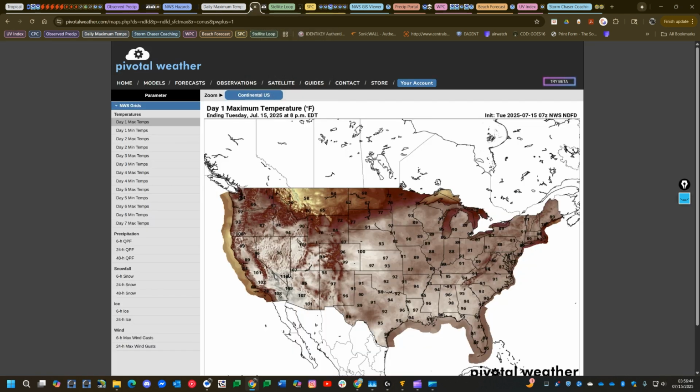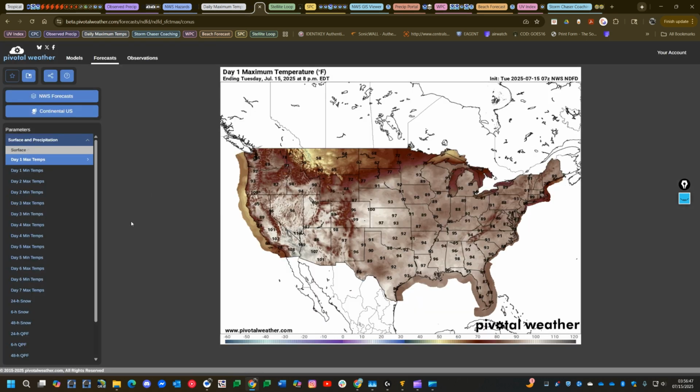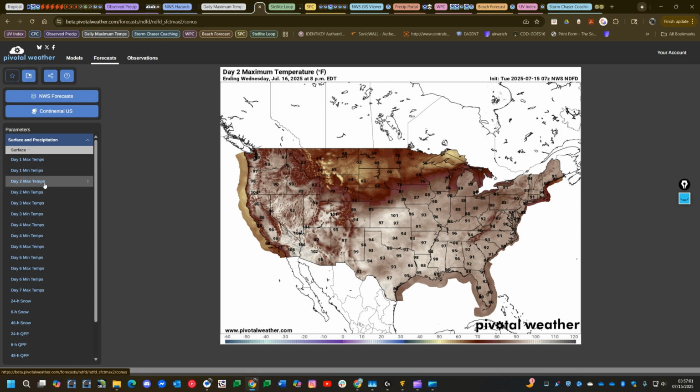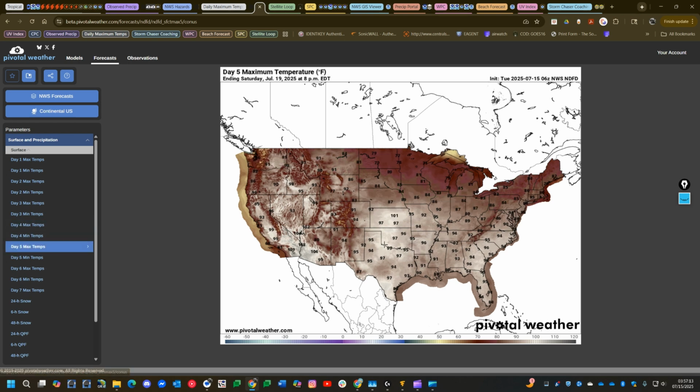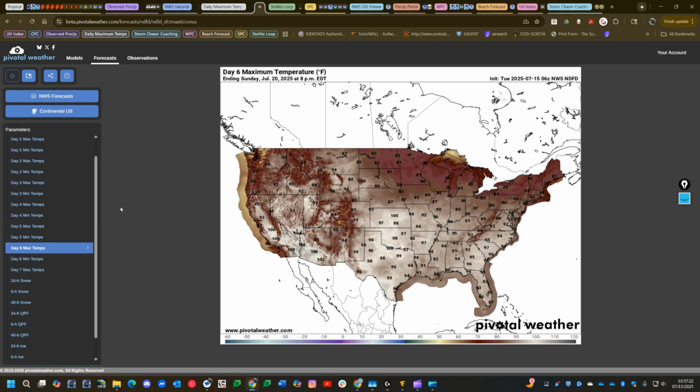So we look at the daily maximum temps in the coming days. '90s to 100 along the front range of the Rockies. The upper Midwest is somewhat cooler as that cold front comes through. And as you go through the days, the heat builds back into the upper Midwest, high plains. Stays hot for a good part of the nation. Really not cool anywhere, even in the mountains, it's going to be warm.